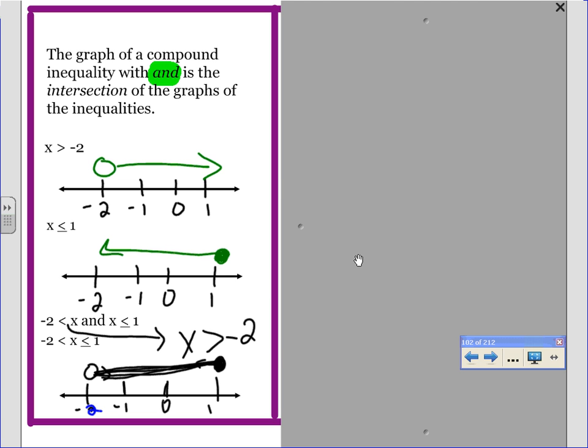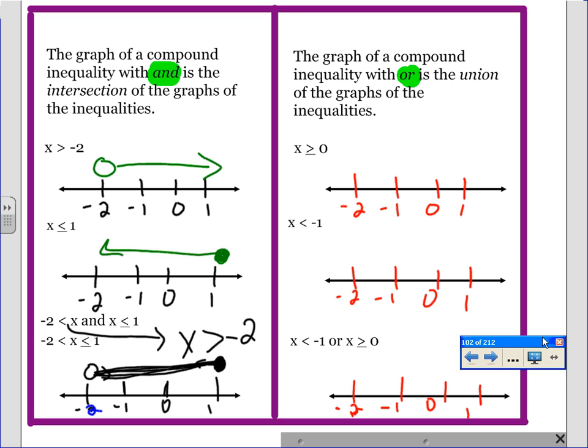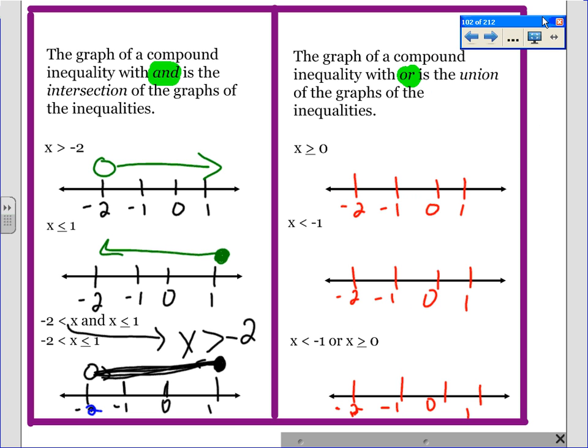Yes, you may. Questions on how we did that? Okay, let's go to the second part here of this chart. I want you to do the same thing we did on the left. I need you to put 4 tick marks on each of the number lines and put numbers -2 to 1.